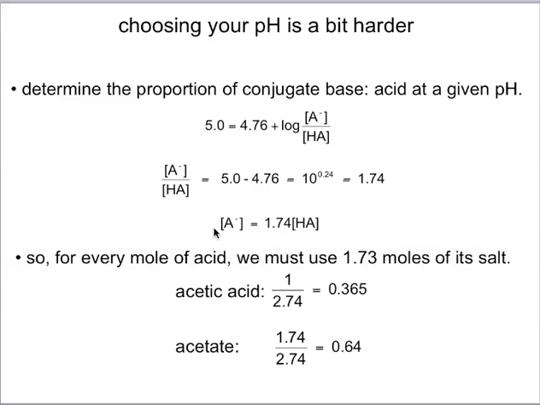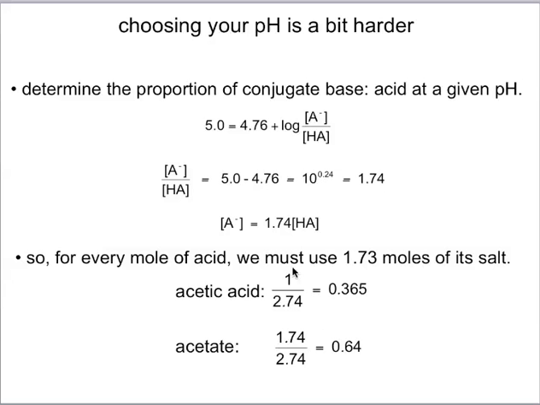What we're doing is solving for the concentration of conjugate base, and we're expressing that in relation to the weak acid concentration. So another way to say it is to think that for every mole of acid we must use 1.73 moles of its salt, the conjugate base. You can set this up to get it at a precise molar percentage if you like, and you can do that this way.